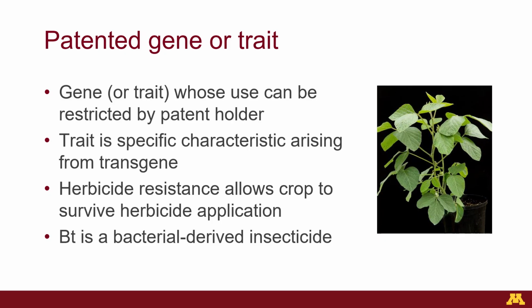A trait can mean any characteristic of an organism, but in the context of genetic engineering, trait generally refers to the specific characteristic arising from the transgene. In the crop plants that we will be discussing, the traits involved are generally herbicide resistance or production of the insecticide Bt. In this image is a soybean plant. Soybean is an example of a crop that can have the Bt trait.